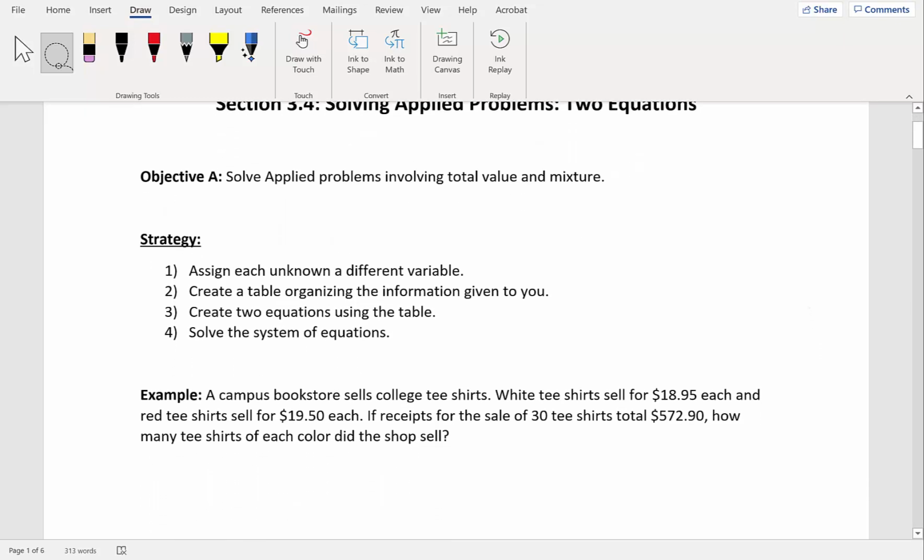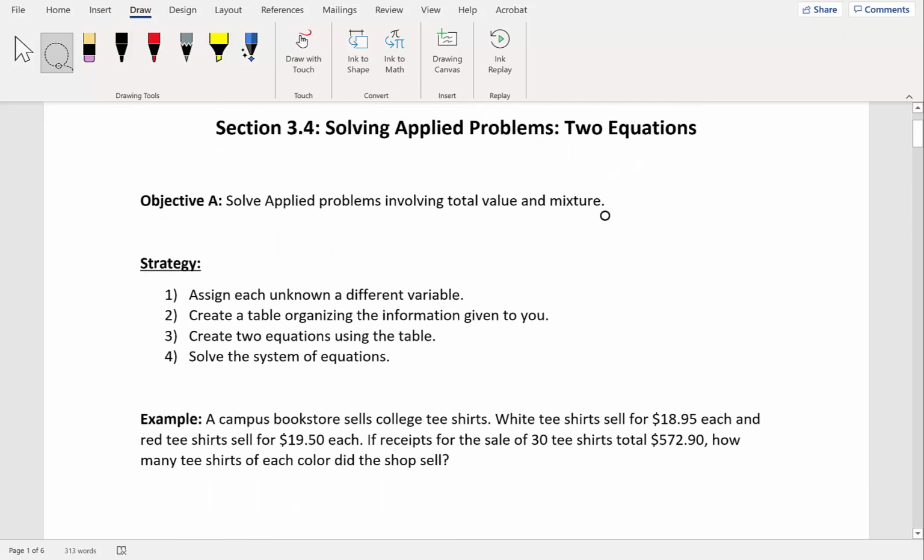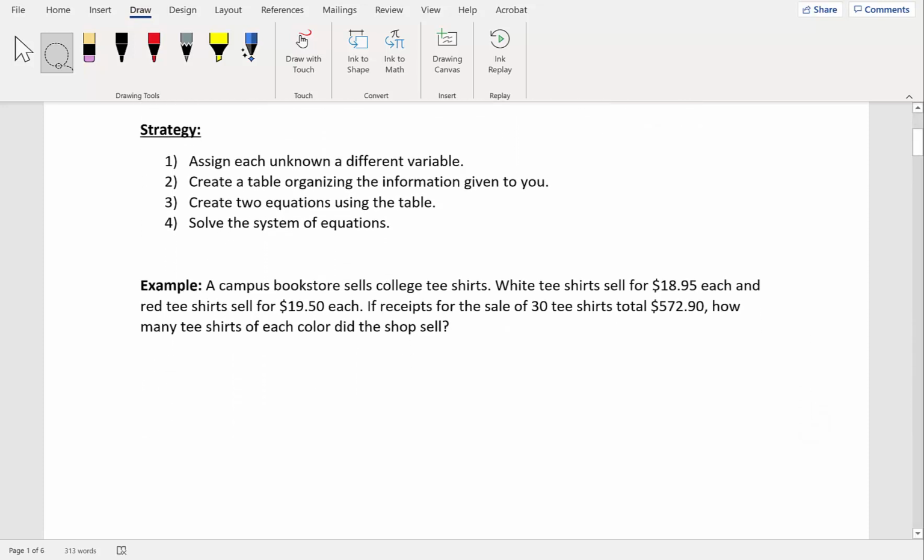Let's take a look at an example. So it says a campus bookstore sells college t-shirts. White t-shirts sell for $18.95 each, and red t-shirts sell for $19.50 each. If receipts for the sale of 30 t-shirts total $572.90, how many t-shirts of each color did the shop sell? Okay. So let's go ahead and create a table.